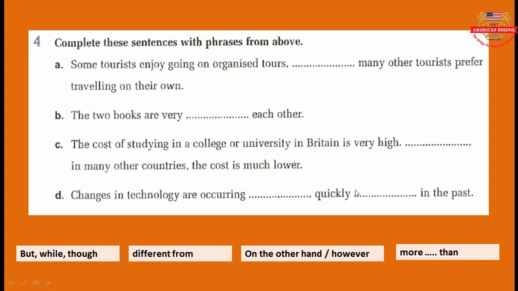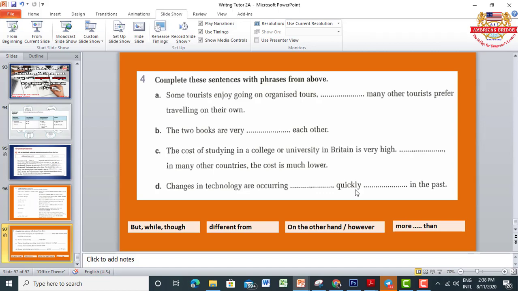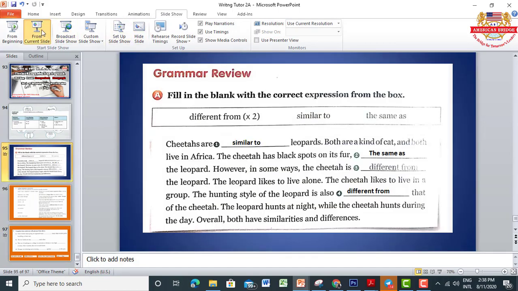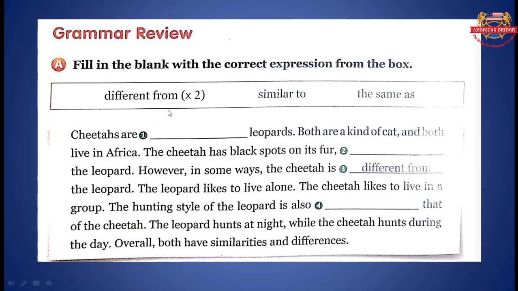Okay, and now we move to our practice in the book. So just fill in the blanks with the correct expression from the box. So what you have here, the words different from, you have to use it two times, like similar to and the same as.